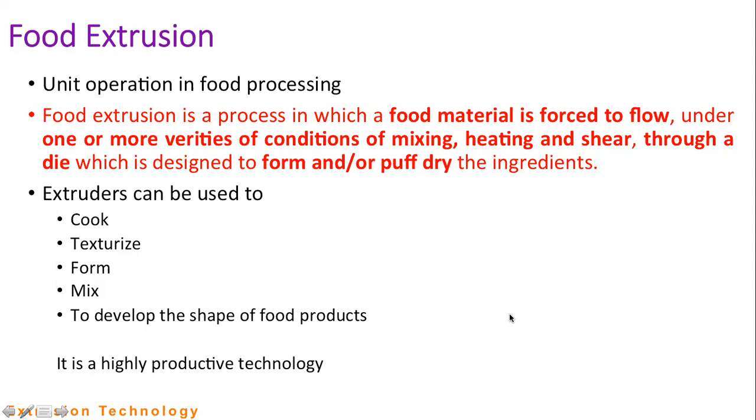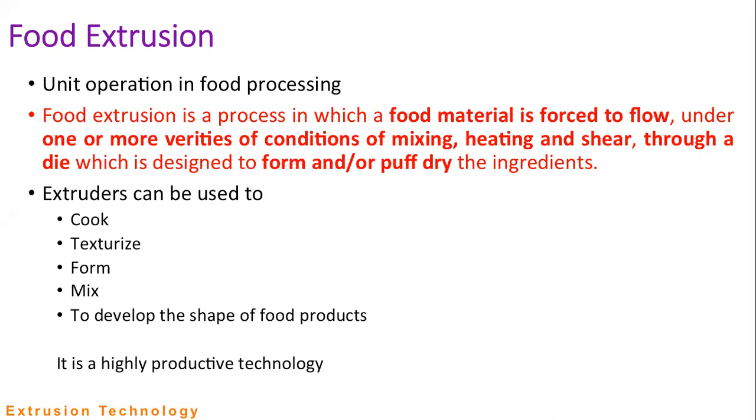Okay, food extrusion is a process in which a food material is forced to flow under one or more varieties of conditions of mixing, heating, and shearing through a die. Again, it is very important. There should be a die. If it is an extrusion process, there should be a die, right? Which is designed to form and or puff dry the ingredients.